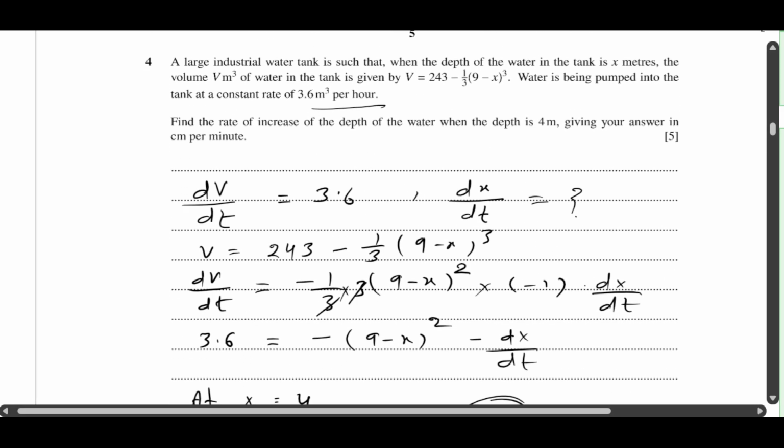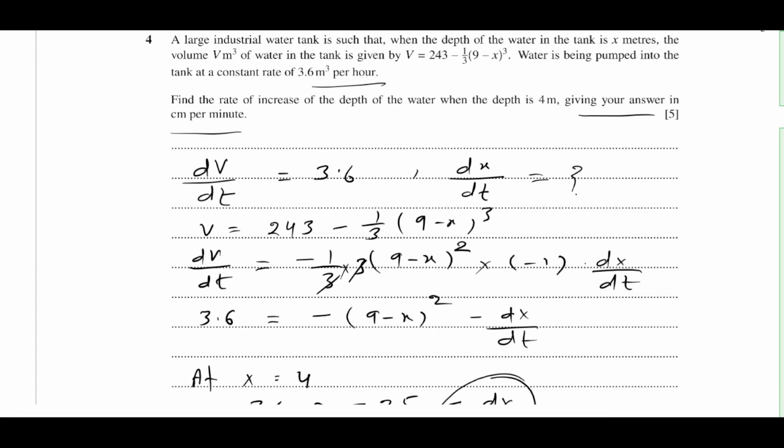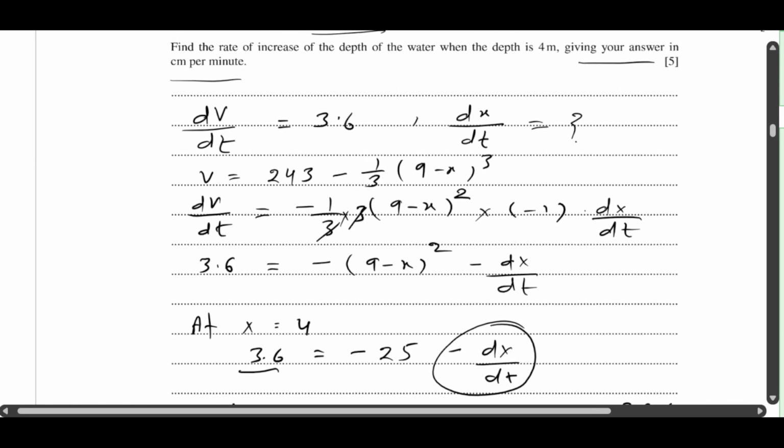Let me read the question again. Give your answer in centimeter per minute. We have to give the answer in centimeter per minute. What are we getting? But I'm getting a negative value. Let me see why we are getting a negative value, where we made a mistake.